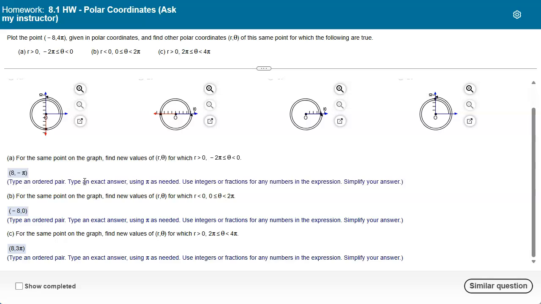If I move down to the other questions being asked, I'm basically going to now rewrite this point with different r or theta values. In part A, I'm asked to rewrite the same point with an r that is positive and a theta that's between -2 pi and 0.